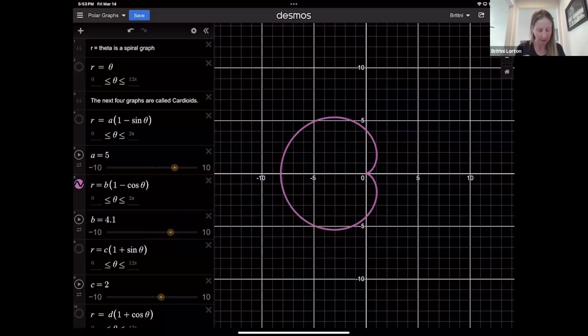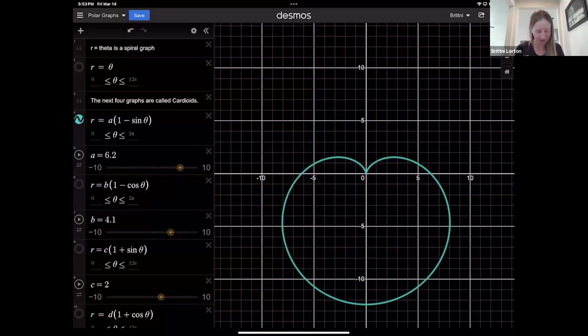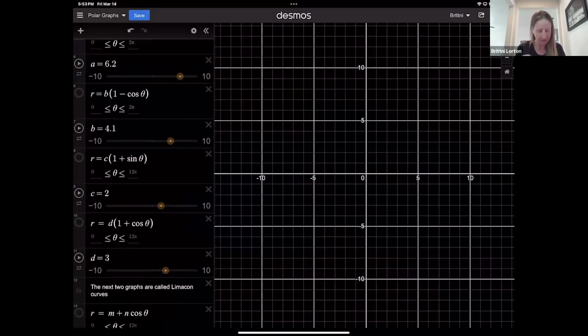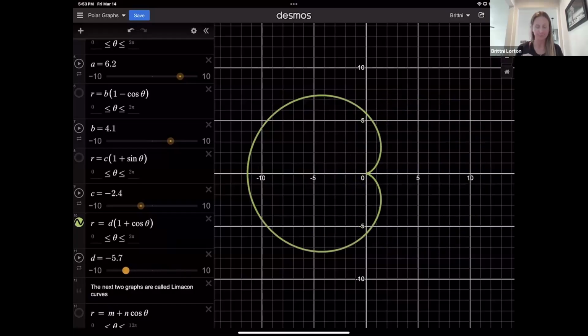If you had the 1 minus sine, it was the regular heart or upside down. Okay, so those are some common ones. If I have the 1 plus sine, it's this upside down heart. If I have the 1 plus cosine, it's the sideways heart.